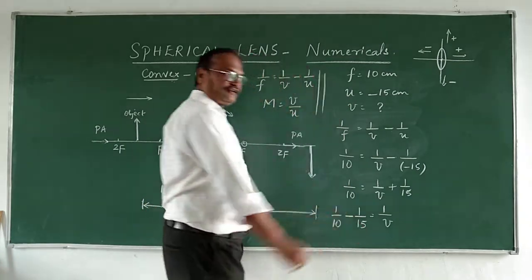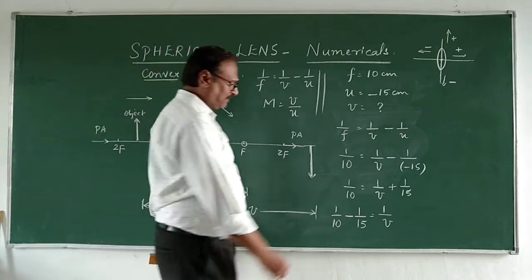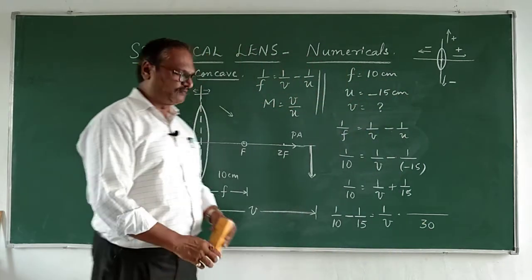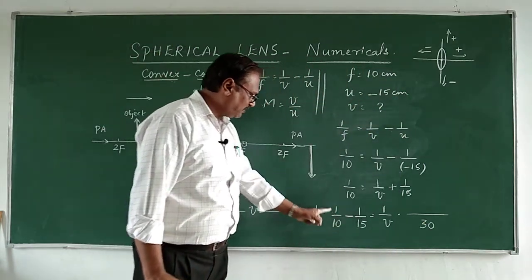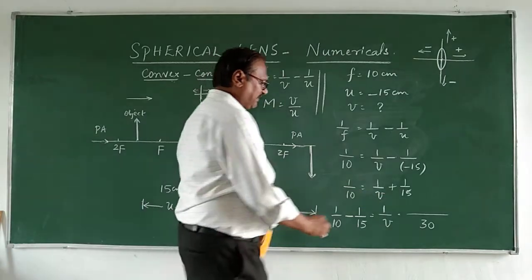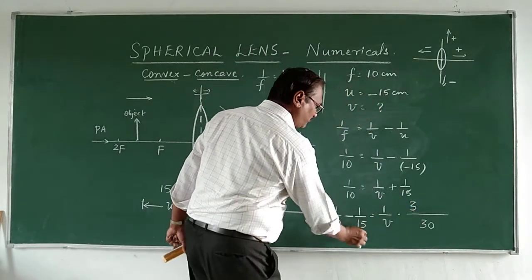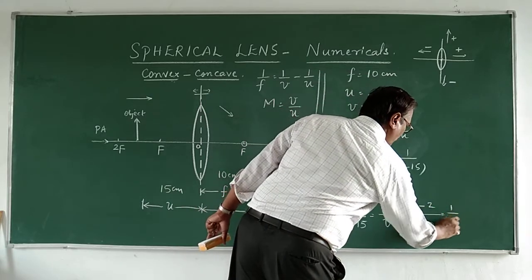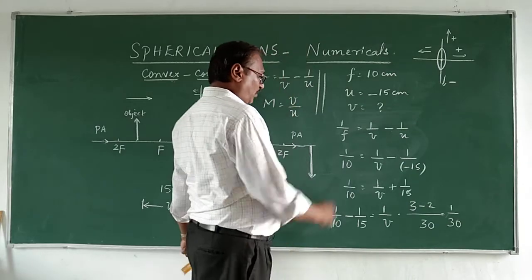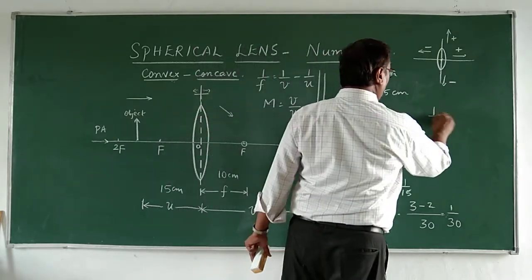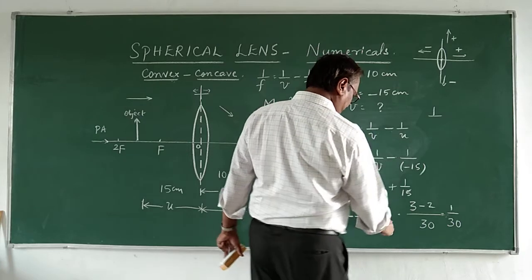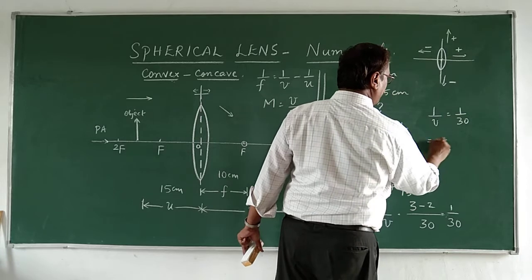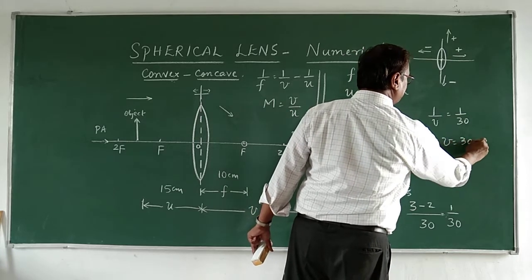Now 15 and 10, what is the common denominator? LCM, that is nothing but 30. Very simple, right? It's not a very complex problem. 30 is the common denominator. 1 upon 10 into 30, it will go 3 times here. 1 upon 15 into 30, it will go 2 times here. So I have the answer 1 upon 30. So 1 upon V is equal to 1 upon 30, which implies V is equal to 30 centimeter.